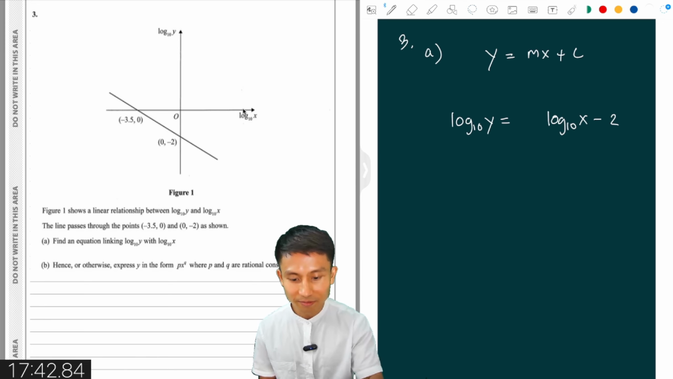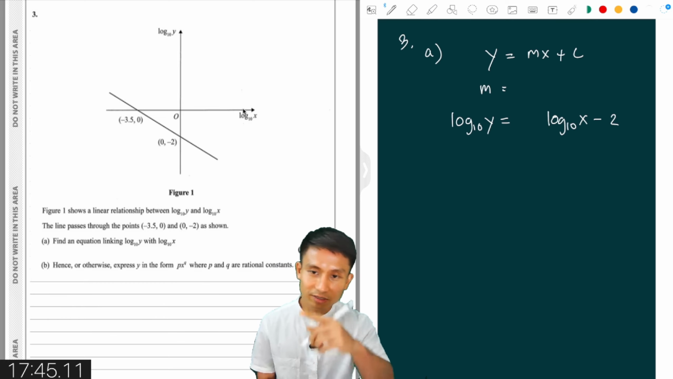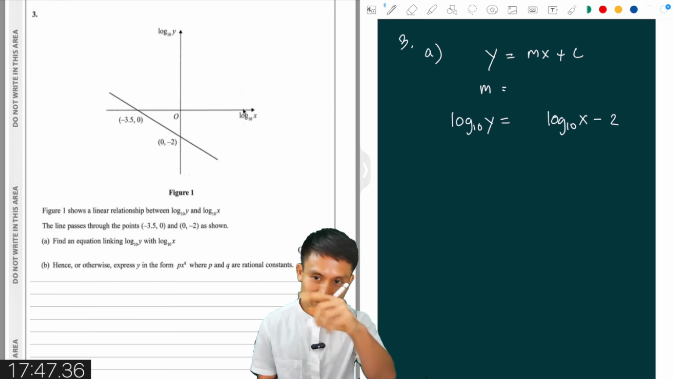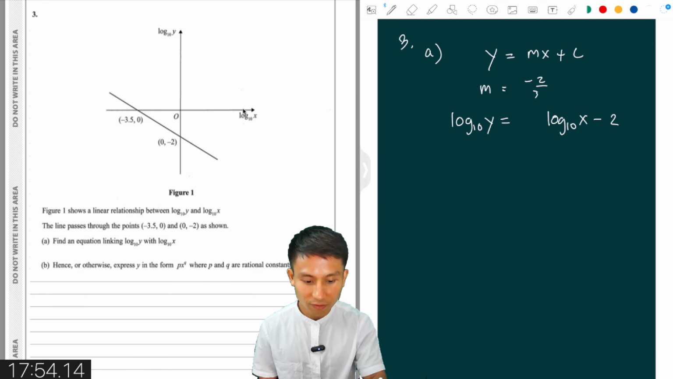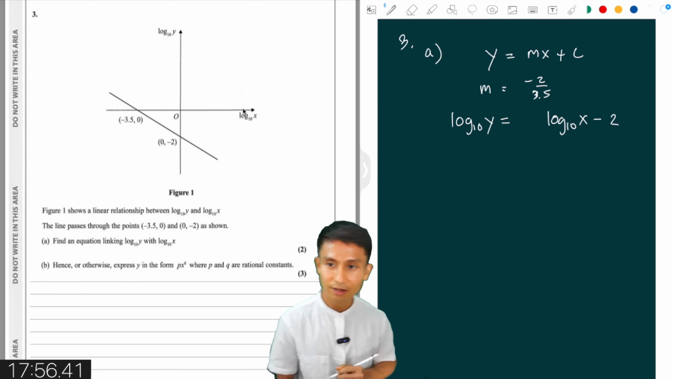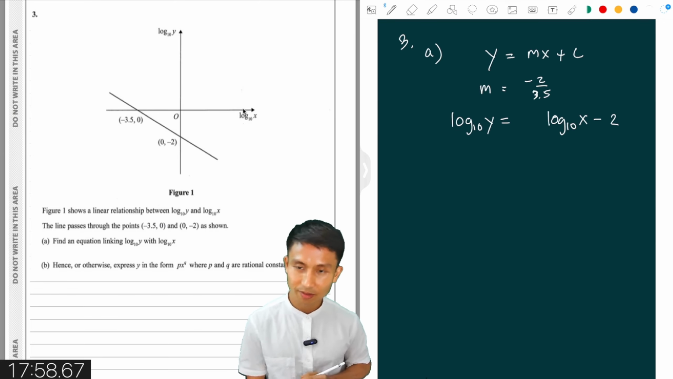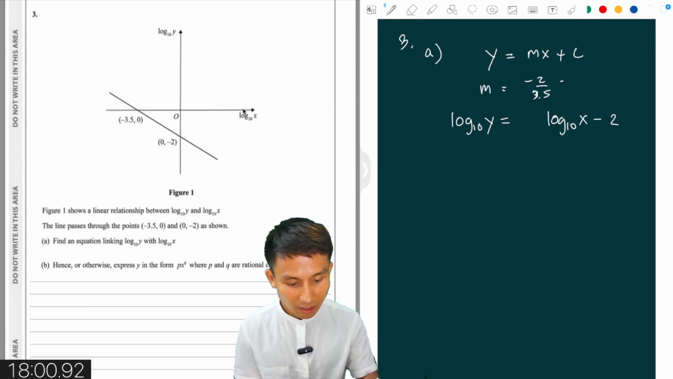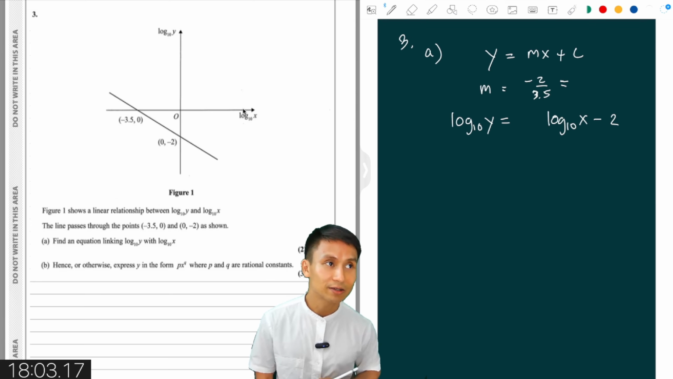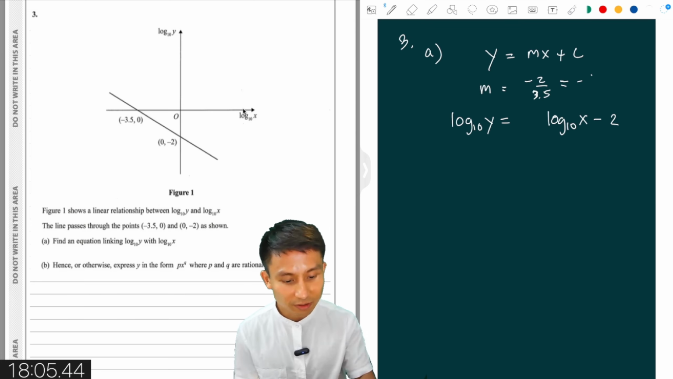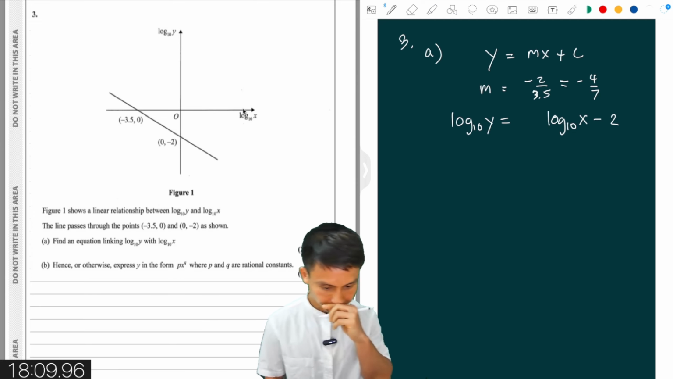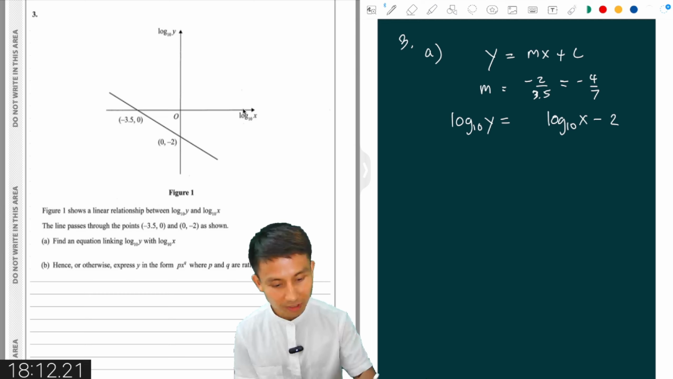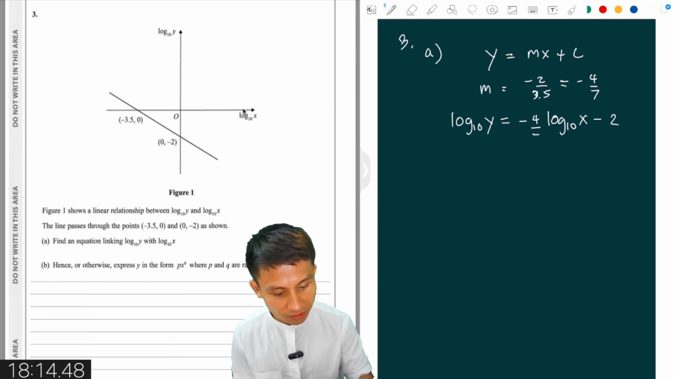Okay, so the m is the gradient, which is rise over run. So it's a negative gradient. So this is minus, what is that? -2 over 3.5, right? Yeah, it's a negative gradient, so I just put a minus there. And what is that? If you simplify that, it's 4 over 7. Yeah, minus 4 over 7 there. I'm just checking my mental math. Okay, so I get minus 4 over 7 here.